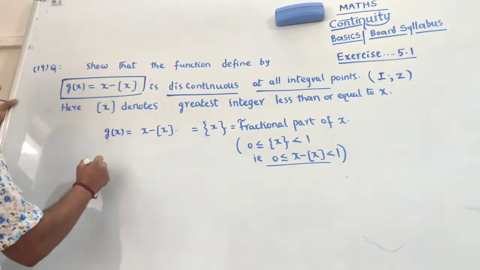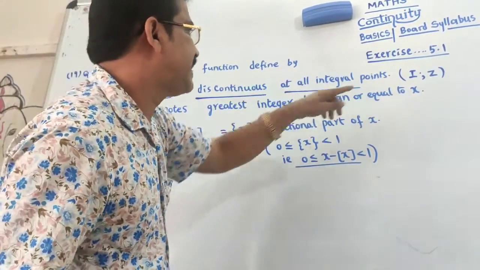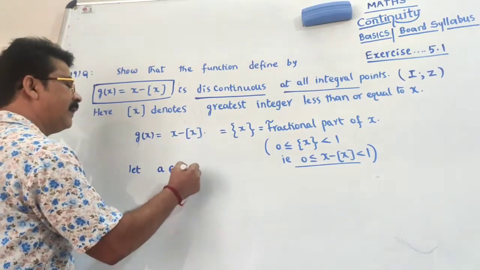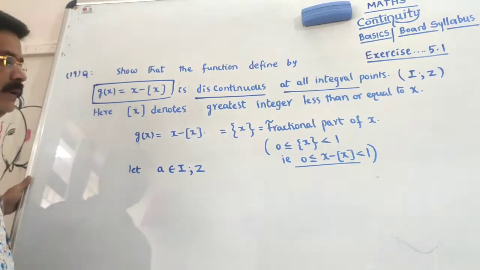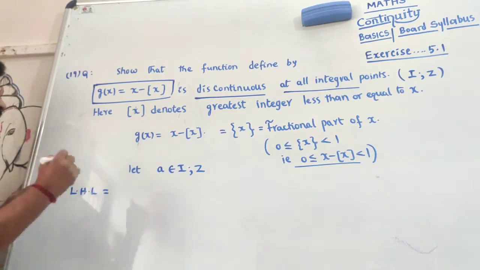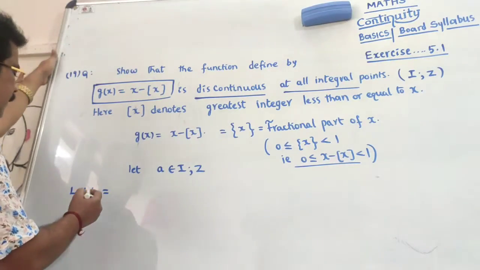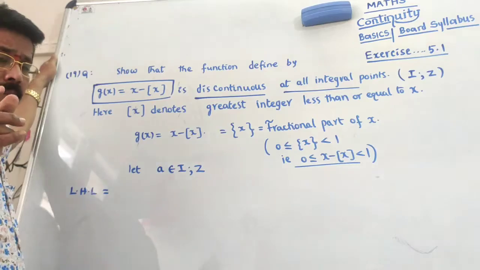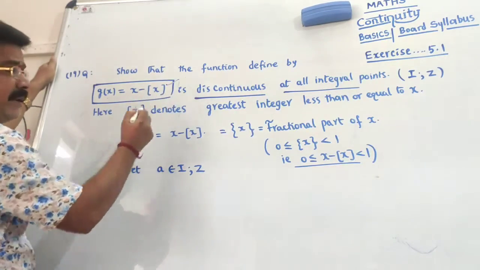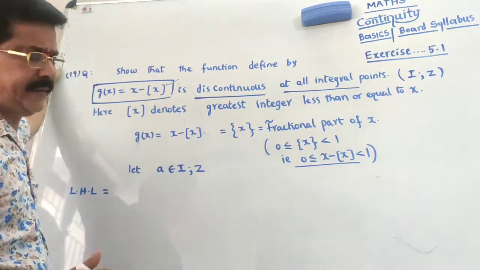Here we have to discuss the continuity at integers. That's why let a belong to I or integer Z. So therefore we discuss the left hand limit and right hand limit and f of a or g of a, according to the second definition, because g of x contains box of x. That's why we are applying the second definition.